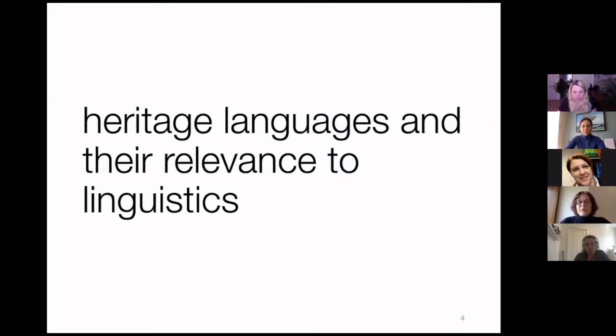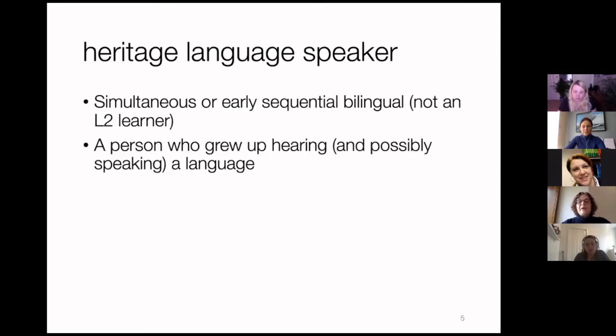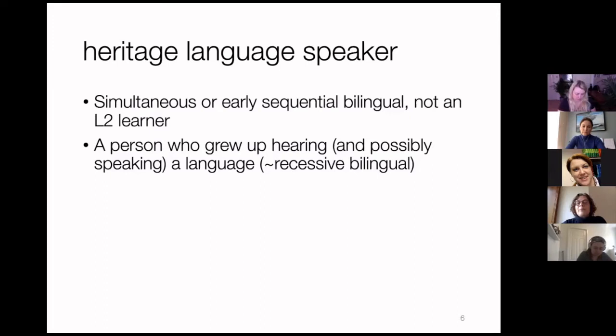So let's start with the basics and the background. What are heritage languages and why are they relevant for linguistics? A heritage language speaker is a simultaneous or an early sequential bilingual, but not a second language learner. Typically, the cutoff is about 5 years of age. And so it could be someone who grows up hearing and possibly, but not necessarily speaking, a language in the home. And often these people are called recessive bilinguals or imbalanced bilinguals.